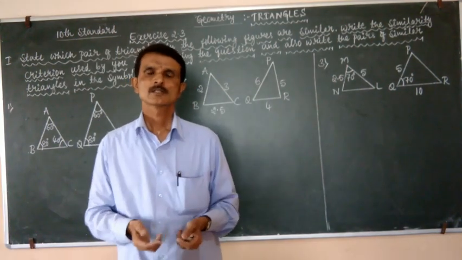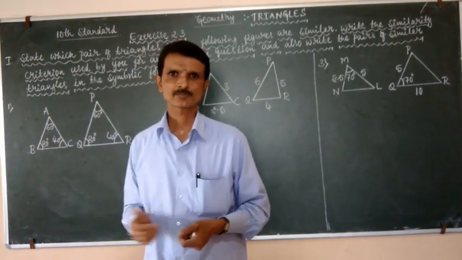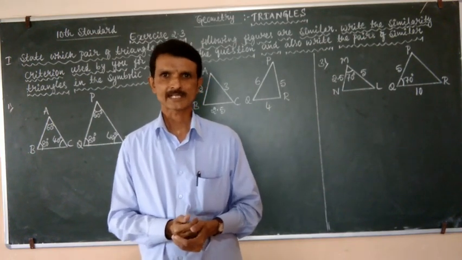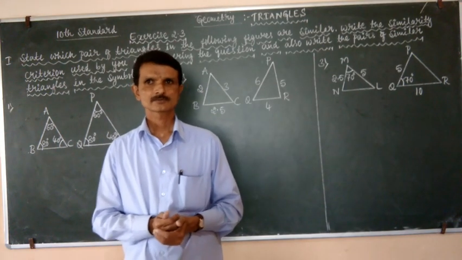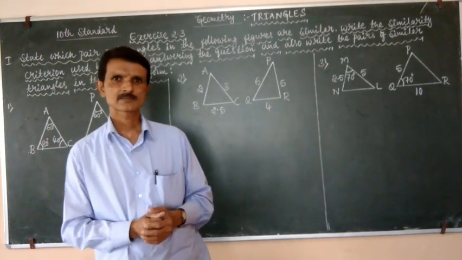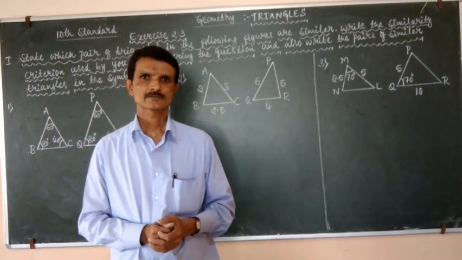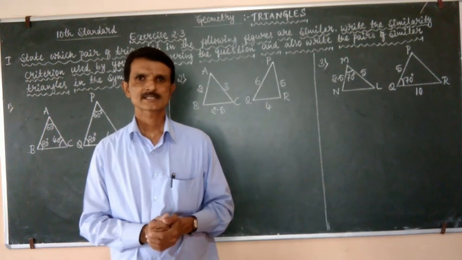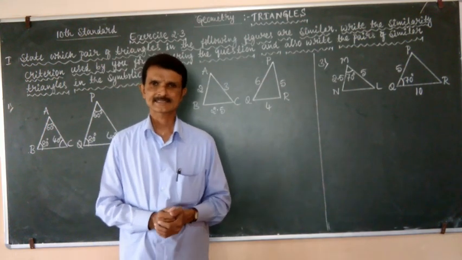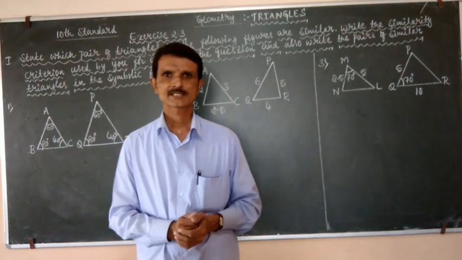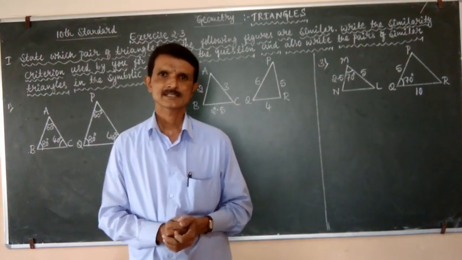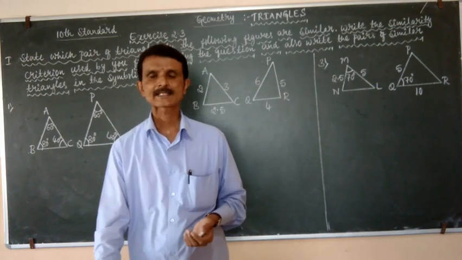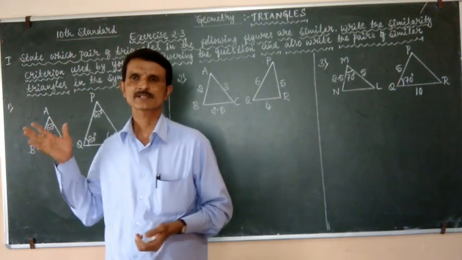Students, now we shall simplify the problems on the basis of the similarity criteria of triangles. So we know the similarity criteria. First one is angle criteria. Second one is side criteria, and another one is SAS criteria. So by using those criteria, now we shall simplify the exercise problem.